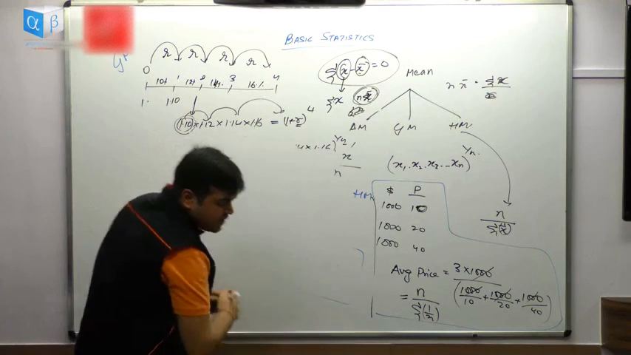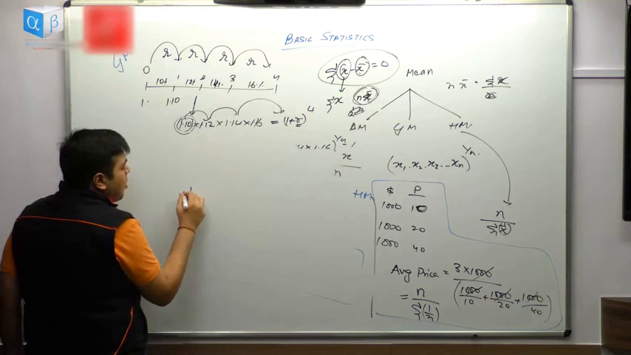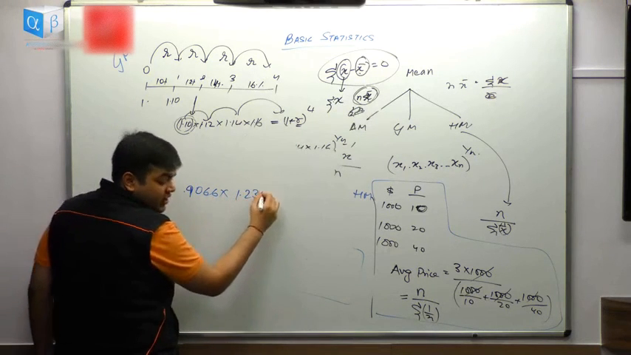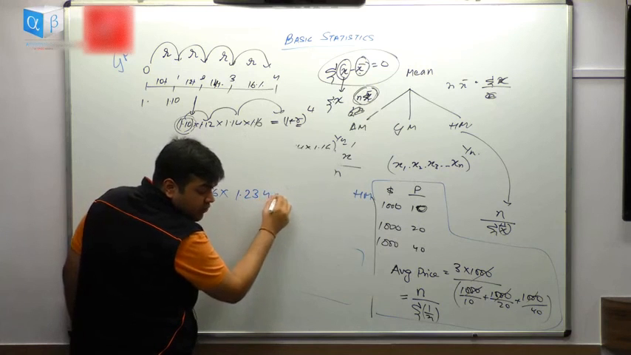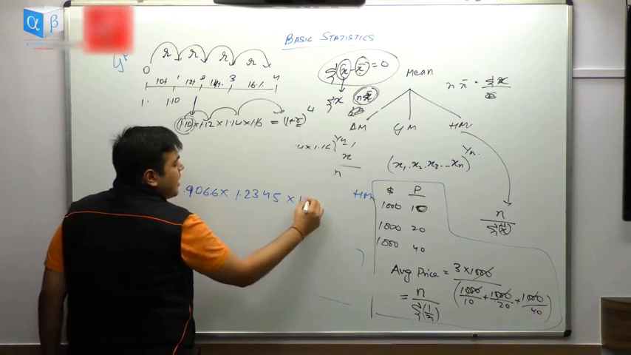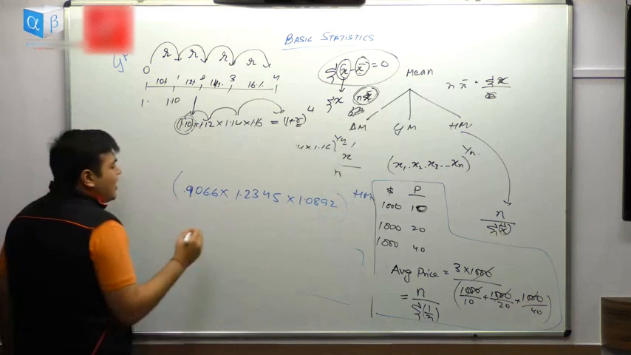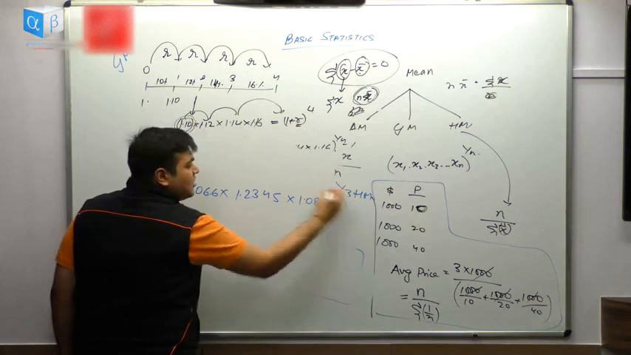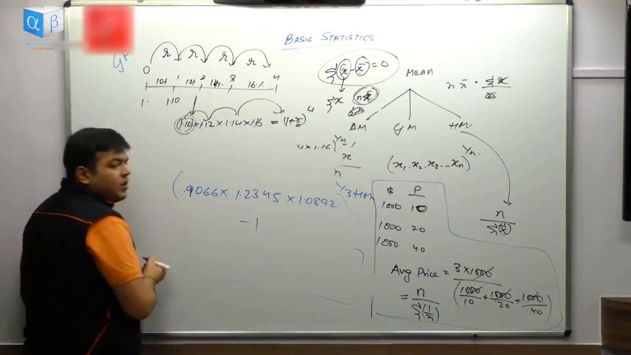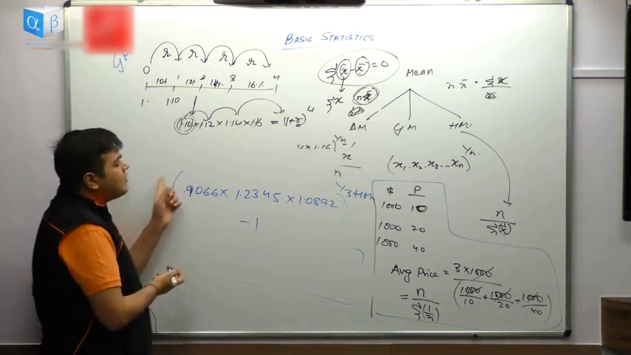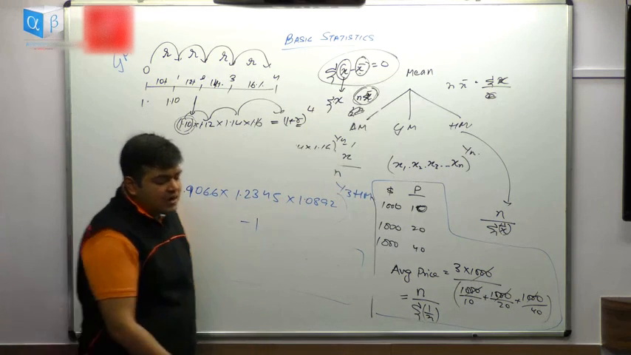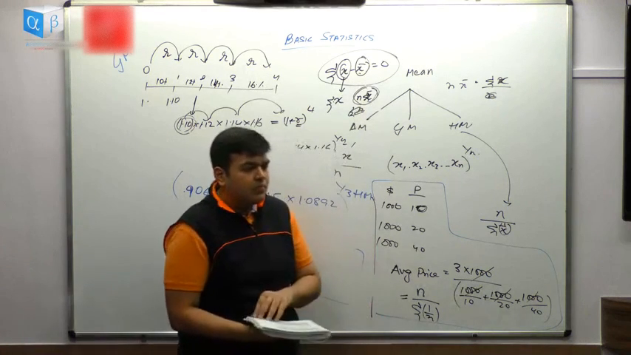At the end of first year, $1 will become 0.9066 times, then 1.2345 times, and in the next year it will become 1.0892 times. So $1 becomes this much in 3 years. So what will it become in 1 year? Power 1/3. So what is the interest component? Minus 1. $1 becomes this much in 3 years, this much to the power 1/3 in 1 year, and minus 1 gives you the interest component. Is that fine?